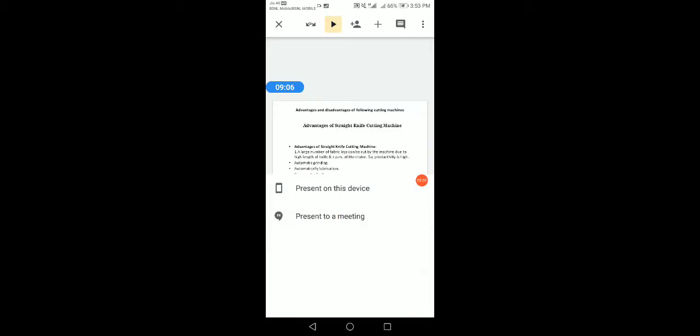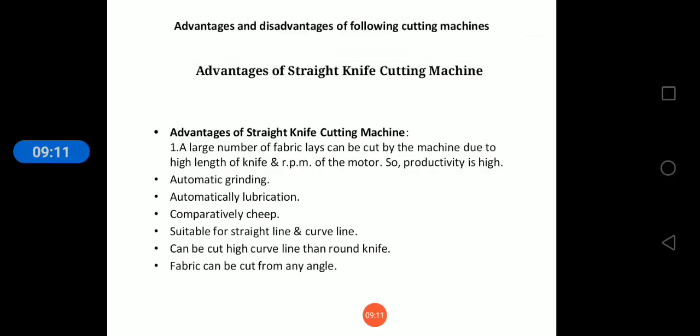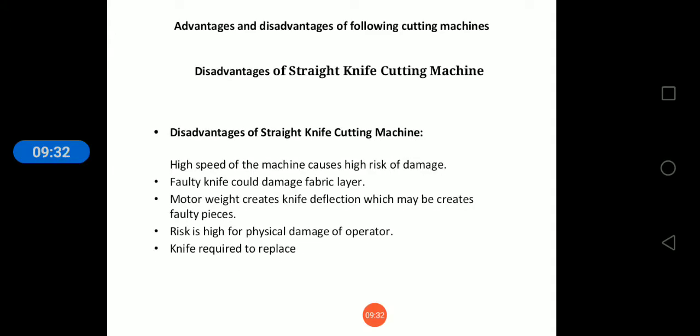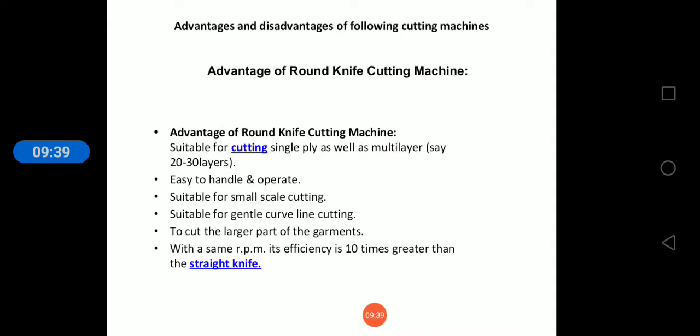So these are the different advantages and disadvantages of straight knife cutting machines. The straight knife cutting machine has very huge advantages, it has automatic lubrication, and it is comparatively cheaper than other knife cutting machines. Disadvantages are that the machines are very high, there is high risk of damage and very high fabric damage. The risk to operators is very high and the knife must be replaced.